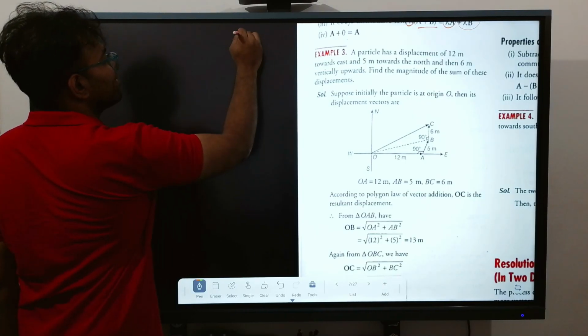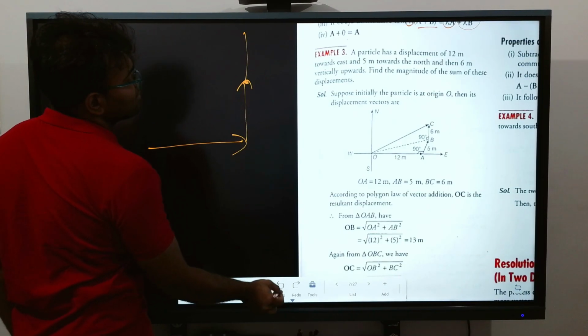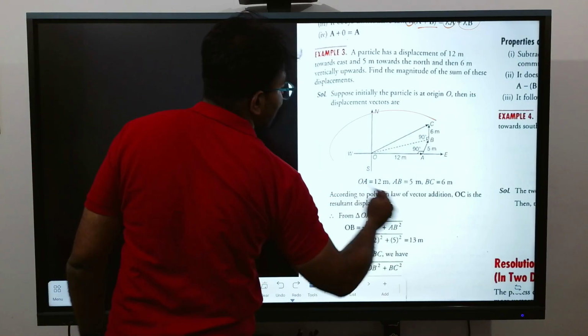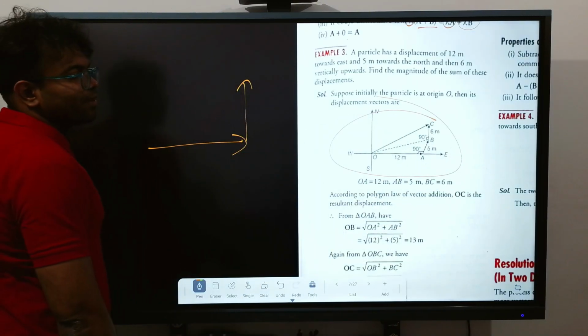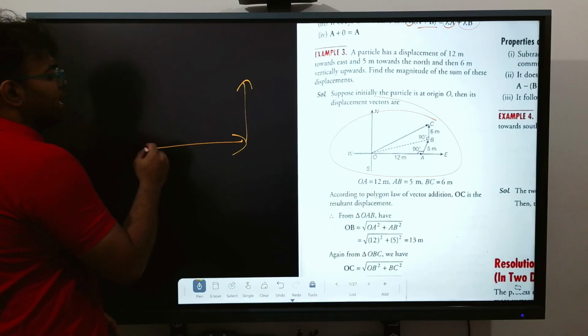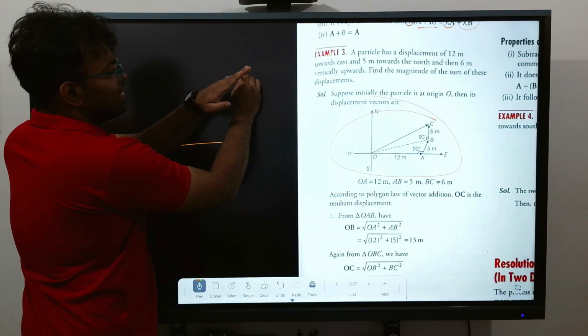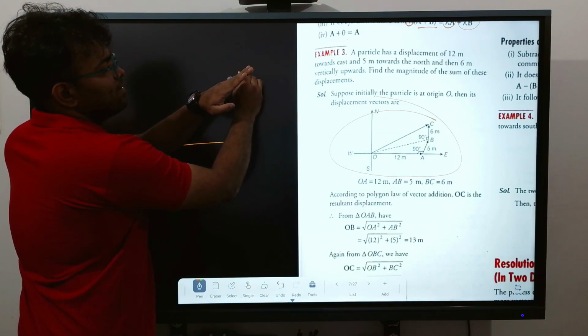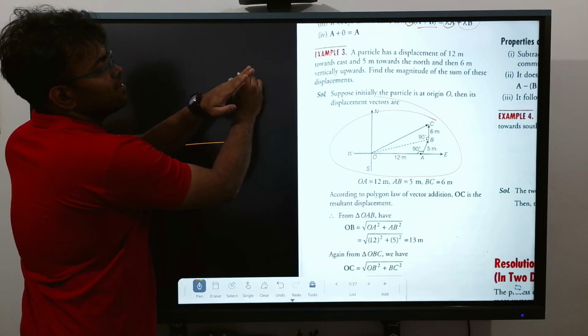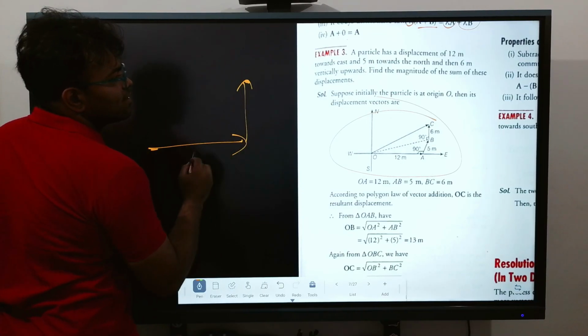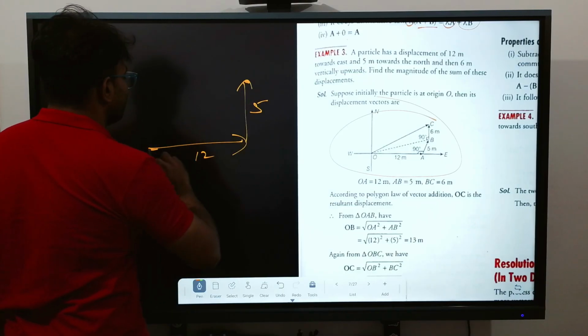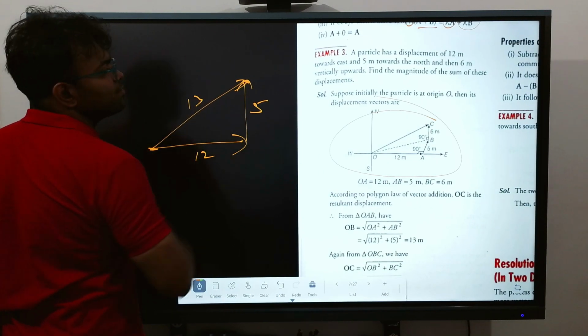It's not vertically upwards like this. It is very difficult to draw this in 2 dimensions. That is why they have screwed up this diagram. Okay, so it is like going like this and this vertically upwards, and this is the resultant vector. Okay, and basically how do you solve the resultant vector? We know that this is 12 and this is 5, so this will become 13.